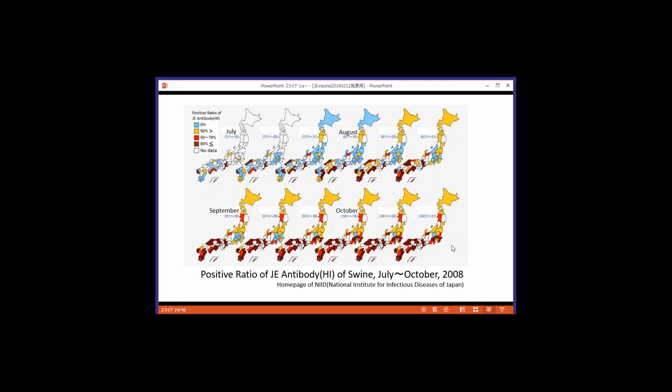This slide shows the positive ratio of J antibody from July to October of 2008, with the passage of time shown every 10 days. July 1st, 11th to 20th, August, same. Since the beginning of July, antibody against J increased slowly, going to red till October. The period including these days is thought to be the transmission season.